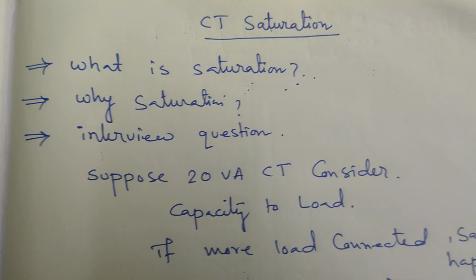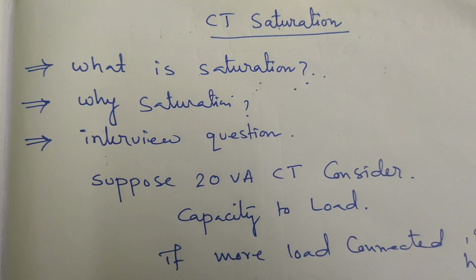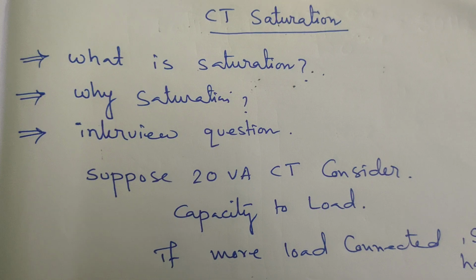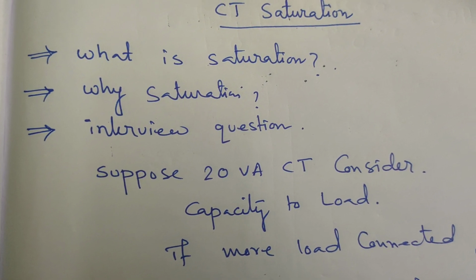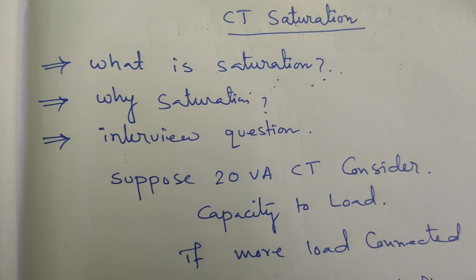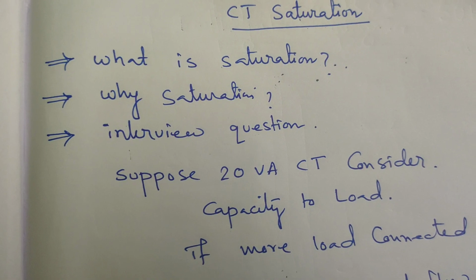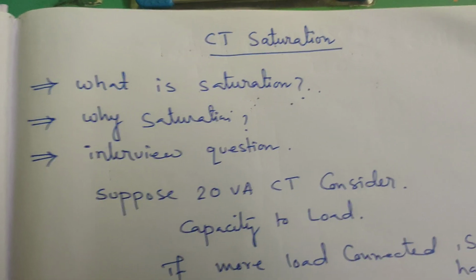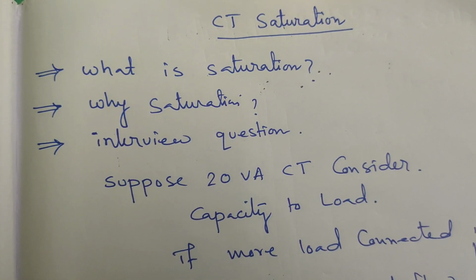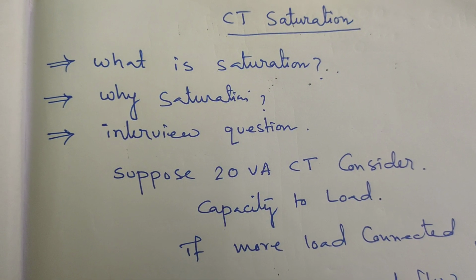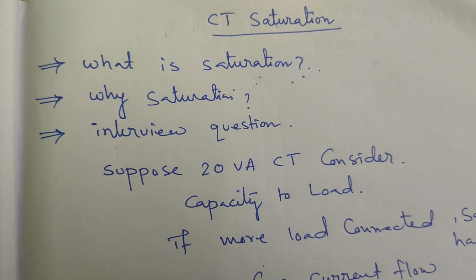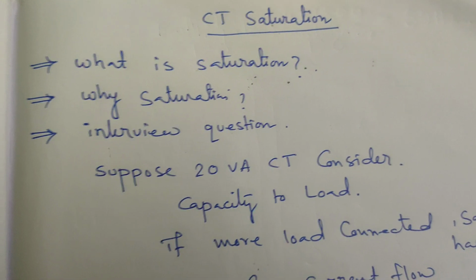And we have already discussed the knee point voltage, and with the help of the knee point voltage we can easily identify from which voltage the CT saturation will start. I have already made videos about the knee point voltage, about 5P20 and 5P10, in our previous video. Please see that video for more information about what 5P20 and 5P10 are. Please search for the video and you can get the knowledge about it.